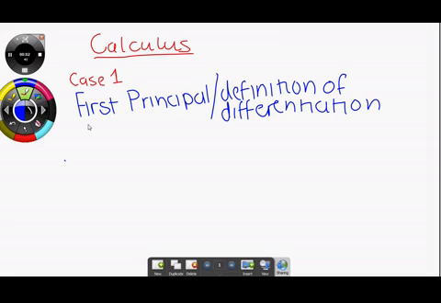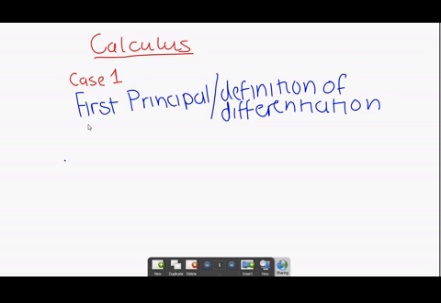Today we're going to talk about calculus, and in calculus there are about 5 things you talk about, and the first case that we talk about is the first principle. This is when you use a formula to differentiate a function, in this case to get f of x prime.